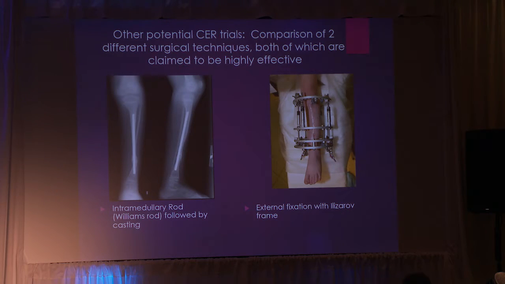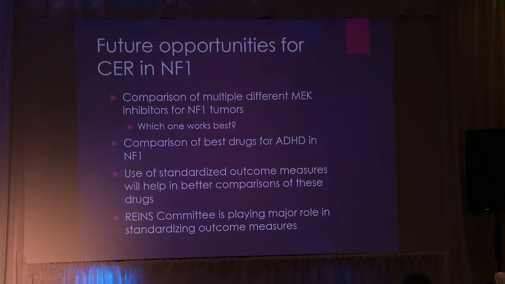Everybody uses different measures for how they determine success. So I think we could certainly think about designing a CER trial where we have a standard outcome measure for different types of treatments like this. So just some future opportunities that I think will be out there for comparative effectiveness research, and that will include looking at different MEK inhibitors for NF1 tumors, which one works best, comparison of the best drugs for ADHD, and using standard outcome measures like the REiNS committee has worked on can help us in better comparison of these drugs.